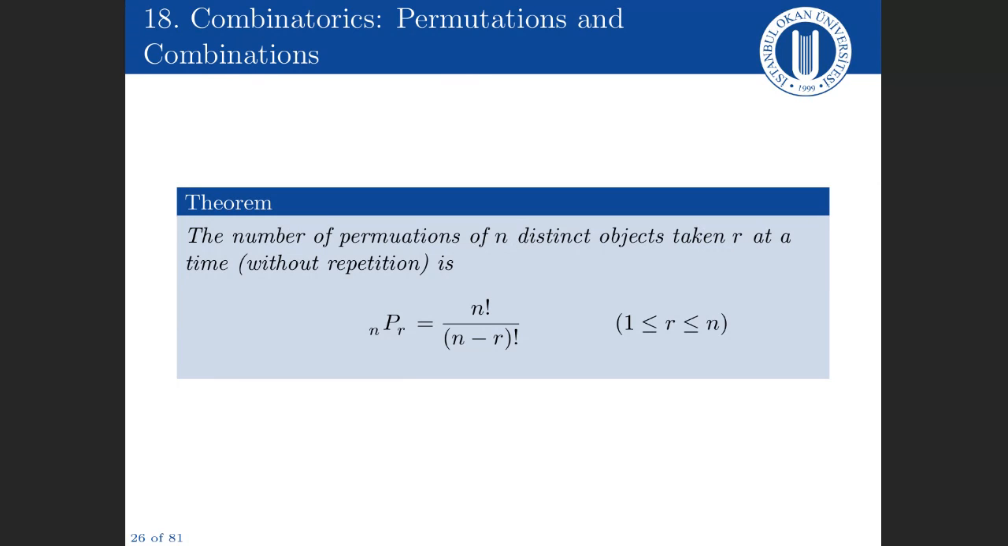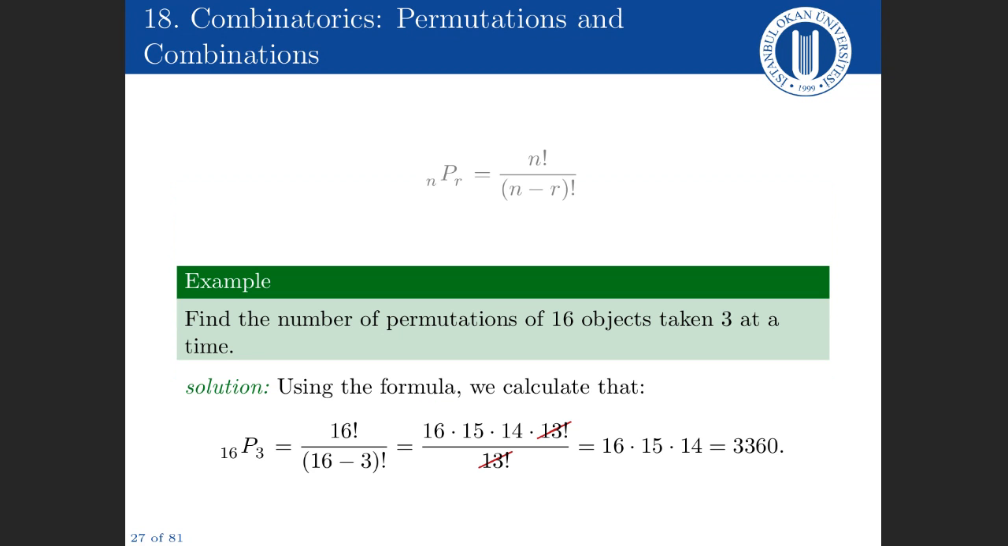We have a formula for nPr. The number of permutations of n distinct objects taken r at a time without repetition is n factorial divided by n minus r factorial, where r is any natural number between 1 and n. I've written this formula at the top because we're going to use this now.